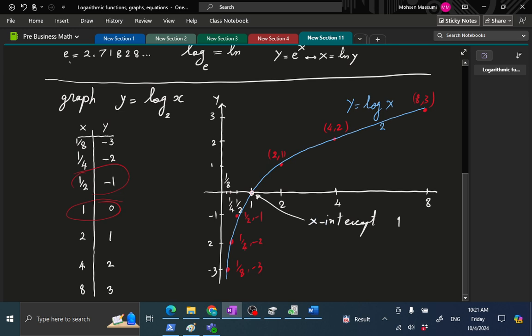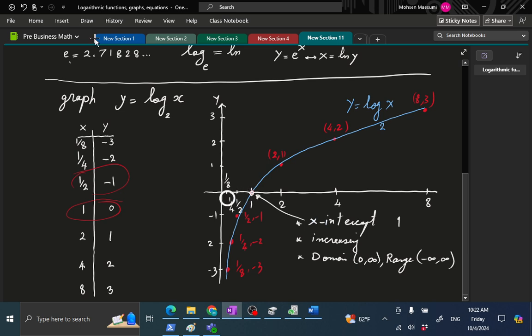We notice our graph is increasing all the time. That means as we go from left to right, we go up. We notice that the domain of this is all numbers that are positive. However, the range is all these numbers. Nothing is missing from them. The range is the whole gamut of numbers from -infinity to infinity.